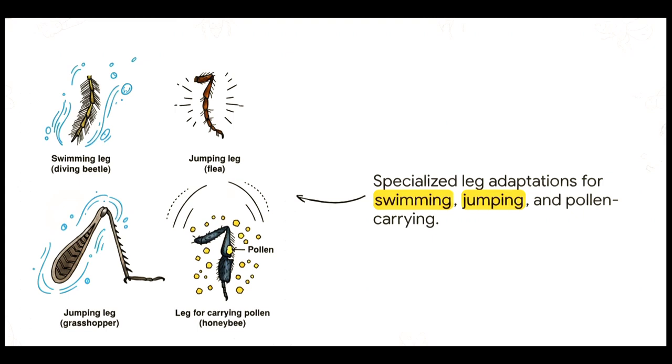A flea or a grasshopper? They have incredibly muscular legs built purely for jumping. And a honeybee has legs equipped with specialized structures perfectly built for carrying pollen. For a scientist, looking at the shape of these legs is an instant clue to how the insect lives and how it should be classified.